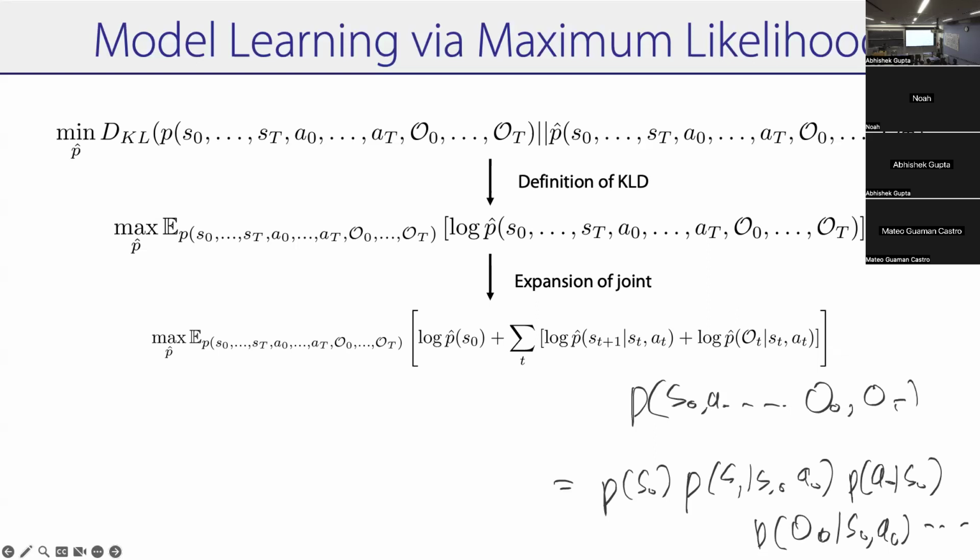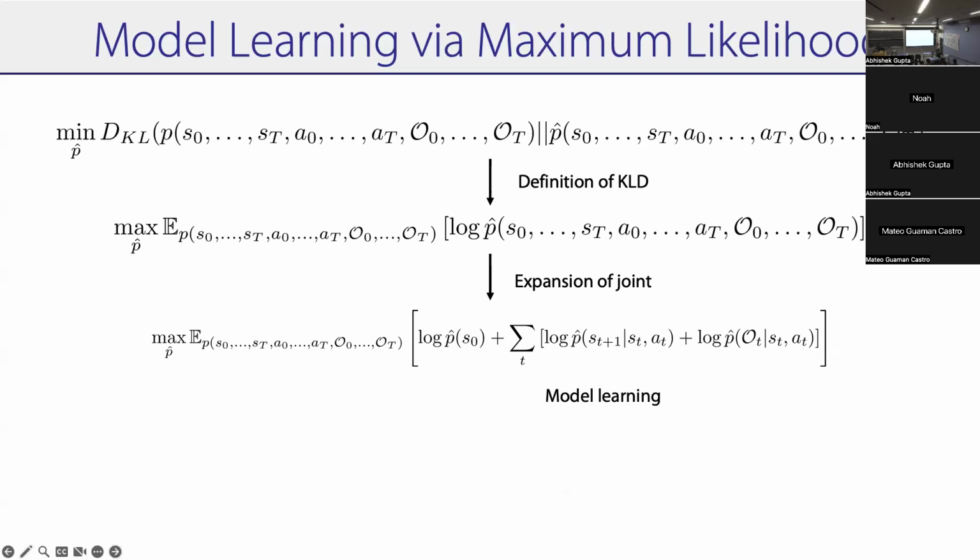What that's going to give you, in a long-winded way, is just model learning. This objective is going to break up into 3 terms. The first term is estimating the initial state distribution. The second term is estimating the transition dynamics, the same thing we did in model-based startup. And the third term is just estimating the reward. So all we're saying is that we're going to learn 3 models: an estimate of the initial state, an estimate of the transition dynamics, and an estimate of our reward.